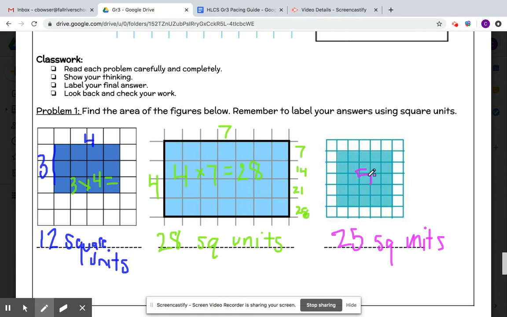So we can use multiplication or we can count squares. It seems like multiplication is a little faster and a good trick if you want to be a little more efficient.